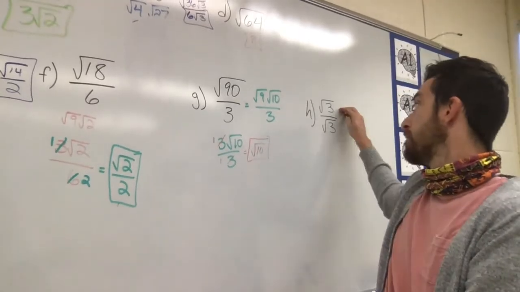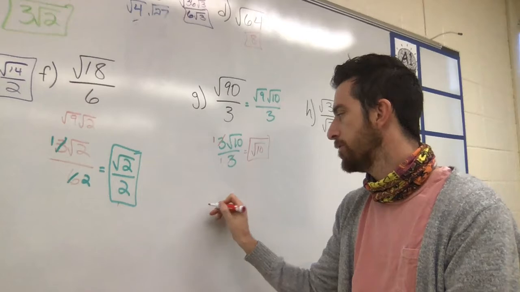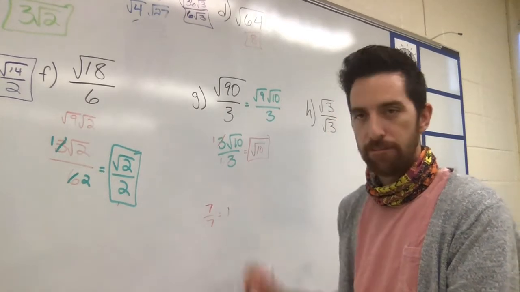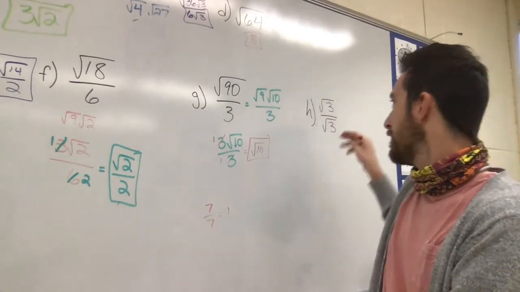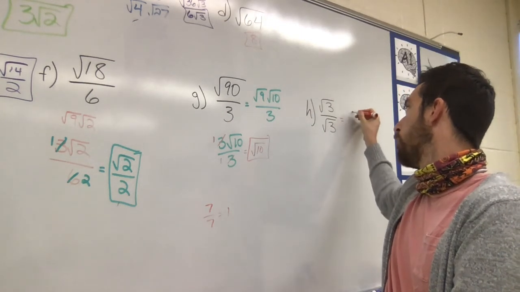Root 3 over root 3. If I had the fraction 7 over 7, it'd be 1, right? When you have the same thing in the numerator and the denominator, it just comes out to 1.